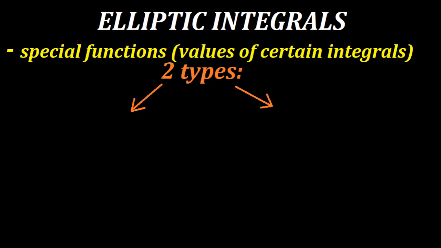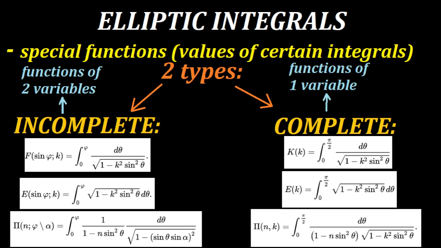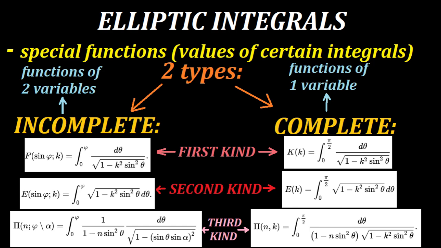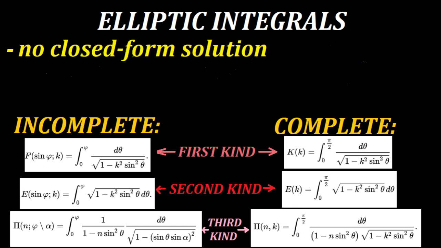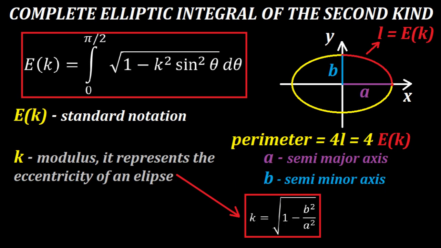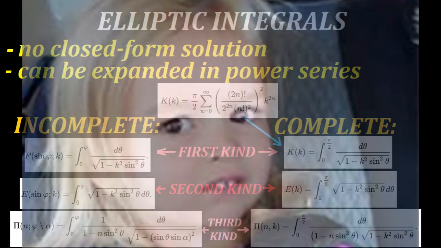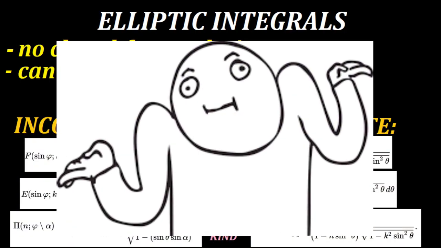There are two main types of these, the incomplete and complete elliptic integrals. Incomplete ones are functions of two variables, while complete ones are functions of one. There are three kinds of both of them, with forms you can see on the screen. None of them are analytically solvable, but all of them can be expanded in nice power series, which makes the evaluation much easier. The complete elliptic integral of the second kind is actually the one that gives you the perimeter of the ellipse in one quadrant, while the rest are similar, so they're called elliptic integrals too.